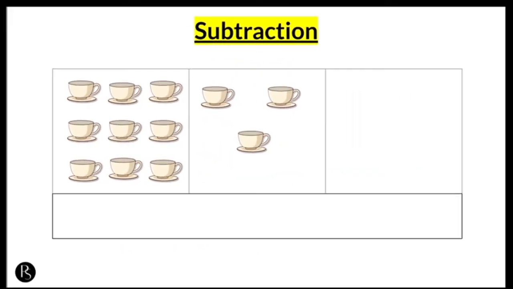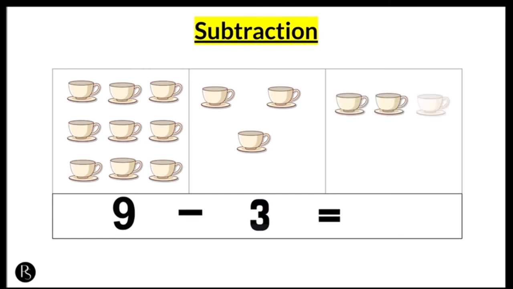Next question. In the first block, you can see 9 cups are given. Suppose 3 cups are broken by someone, so you have to remove 3 cups from the 9. So 9 minus 3 is equals to 1, 2, 3, 4, 5, 6. So 6 is our answer.